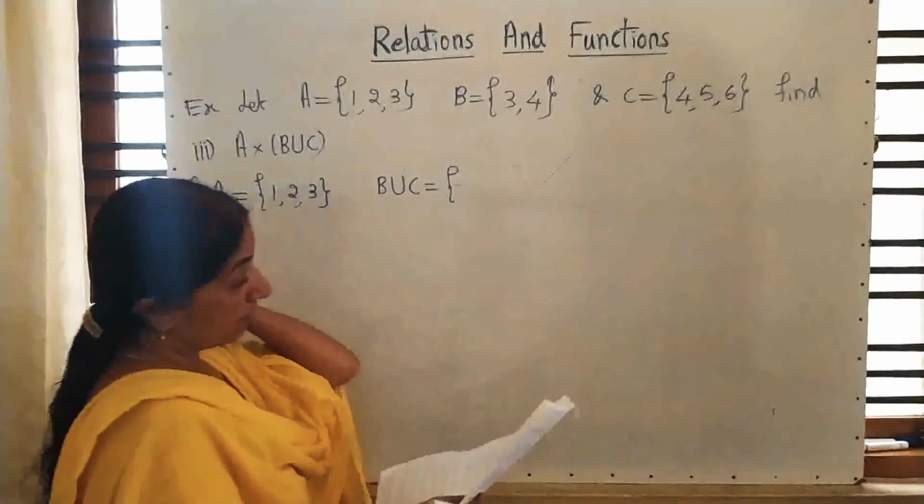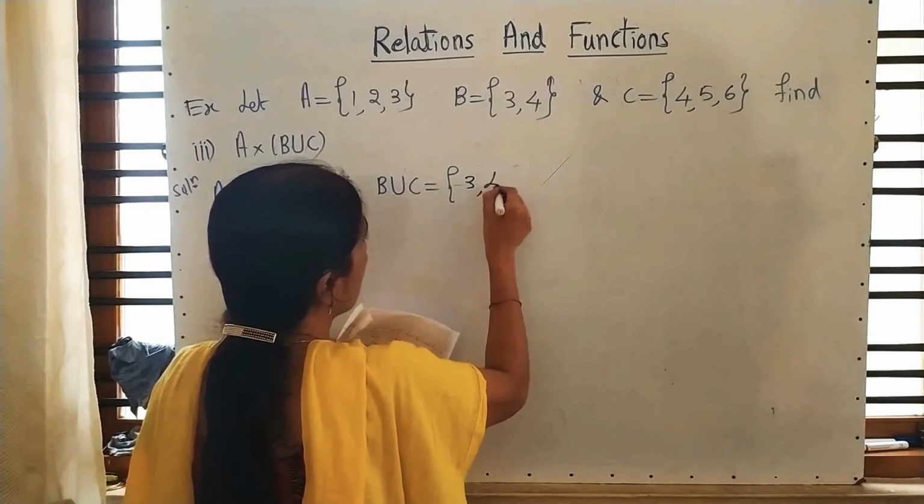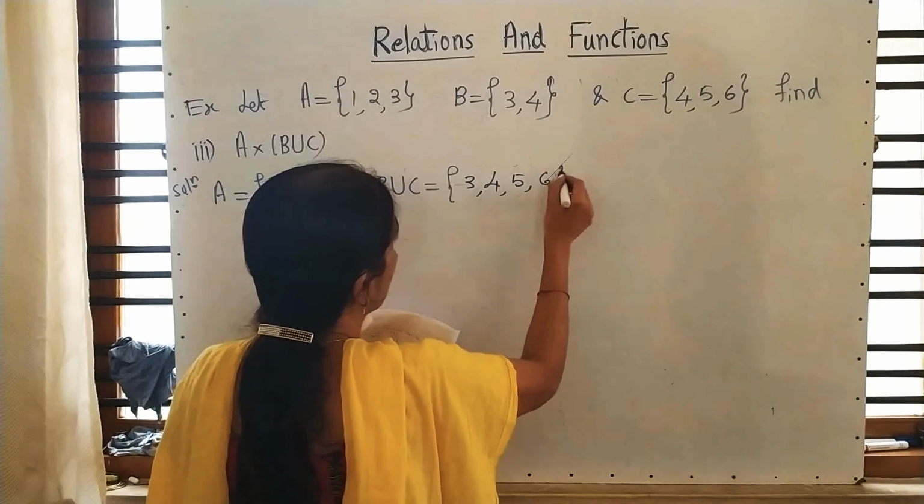Moving to the third question: A cross (B union C). So in the solution, first write down set A. Set A is 1, 2, 3. And B union C. Union means we are combining these two. If any number is repeated, don't write it twice. So what is your answer? 3, 4, 5, 6. Correct or what?